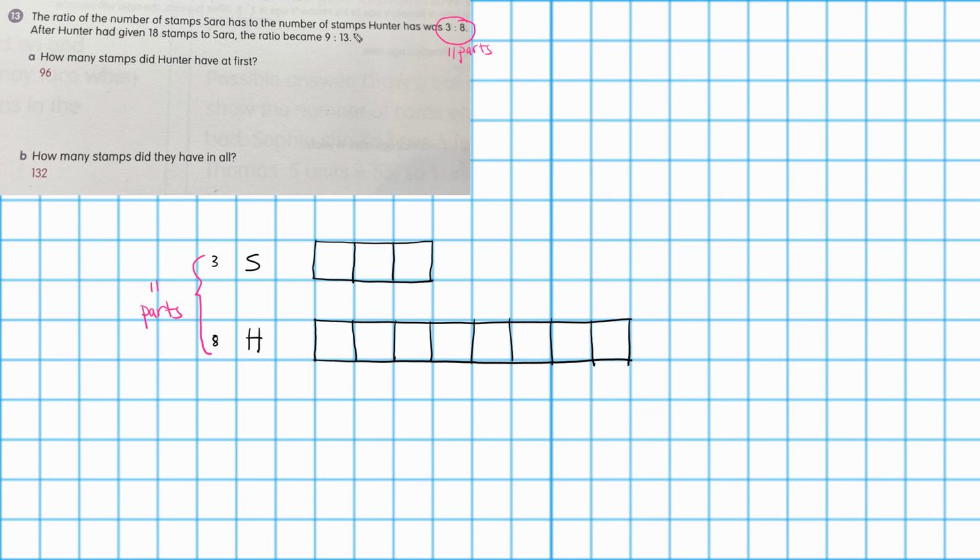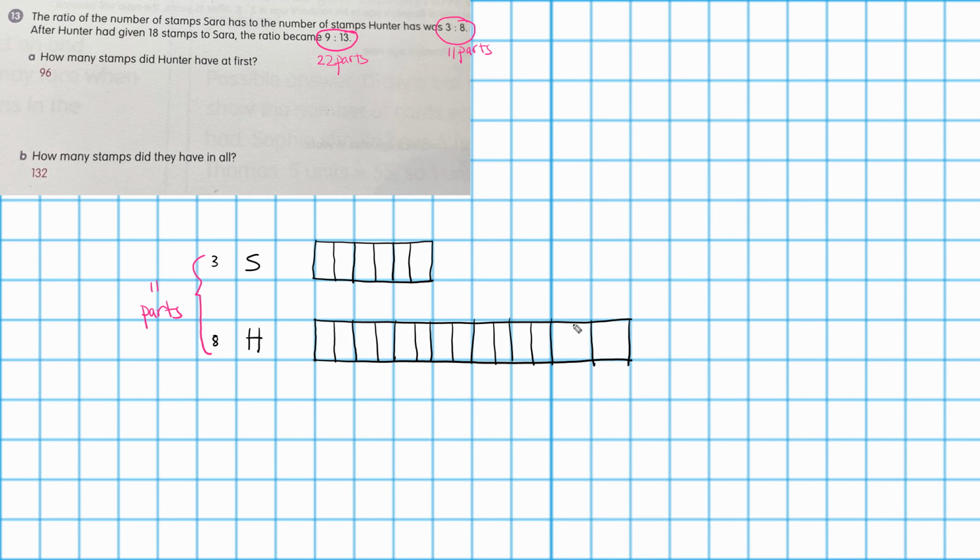Okay, now if this is 11 parts, then it's useful for us to look at what the final scenario is. Here we've got 9 plus 13. That gives us the total number of parts, and this is 22 parts. Now we can see that 22 is twice 11. So what's happening here is just a redistribution of these parts, and it's going to help us to divide these by 2 so that we get the 22 parts that we are talking about in the final scenario.